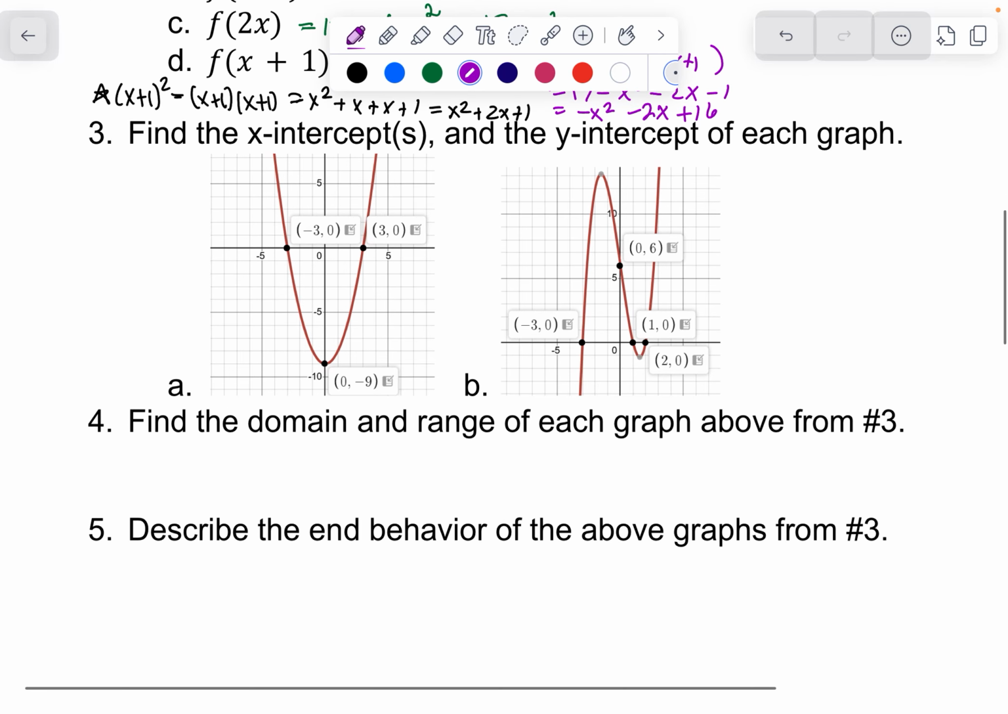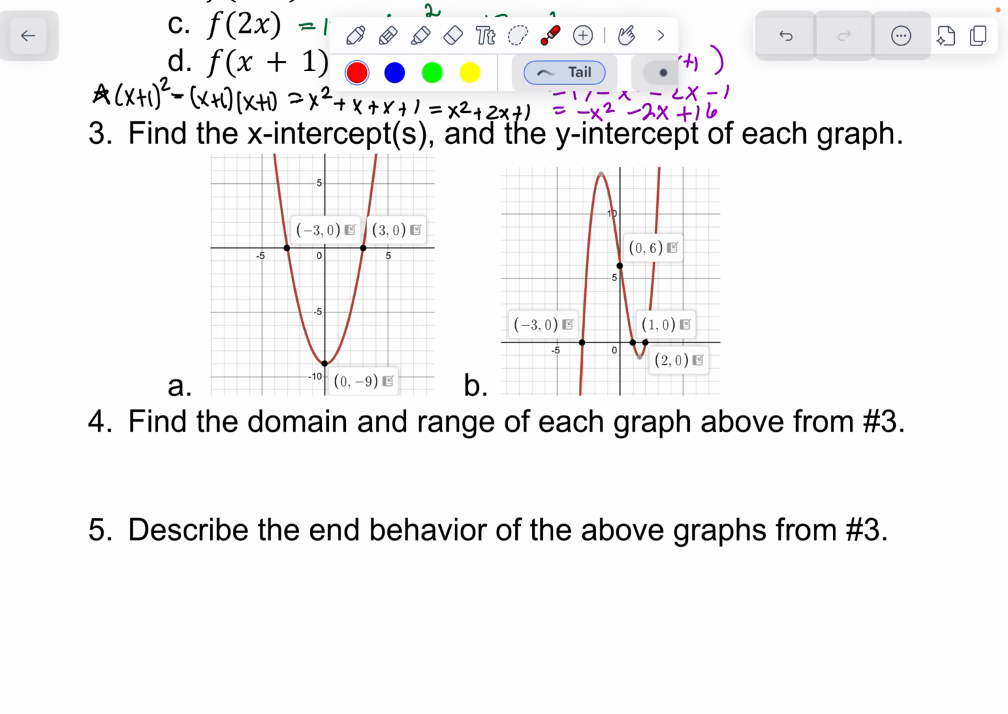X and y intercepts from a graph. To find the x-intercepts of the graph, we are looking for where the graph touches the x-axis. And we can clearly see that our x-intercepts in this graph are (-3, 0) and (3, 0). I like you to write them as a point.